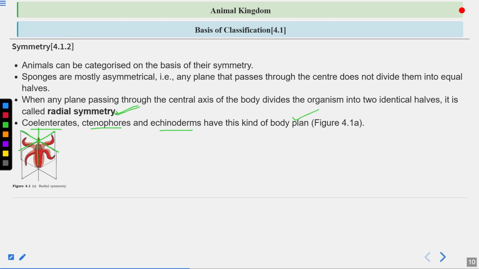Radial symmetry. So asymmetrical, that is the first one. Second is the radial symmetry that we see in the case of coelentrates, ctenophores, and echinoderms. This is the name of the phylum in which the radial type of symmetry is common. Okay. So remember the symmetry, radial symmetry, and in which phylum they are found.